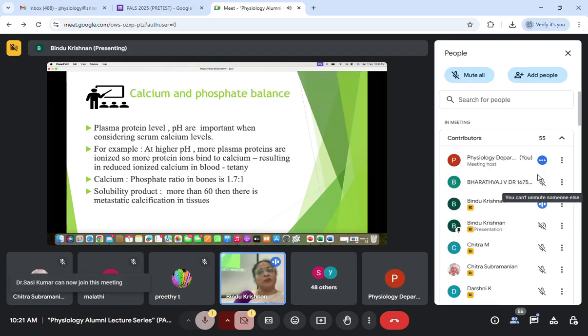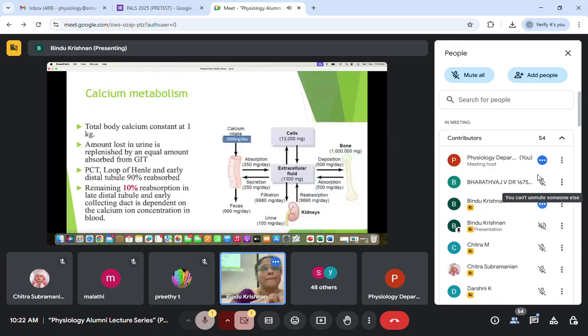Calcium to phosphate ratio in bone is roughly around 1.7:1. And another key factor which you need to notice is the solubility product. That is the product between the serum calcium and phosphate. And if it exceeds more than 60, then there is metastatic calcification of all the tissues with these crystals, right? I would like to tell here this icon on the left hand border. If this is there, then that shows that it is of recent advance or is it of clinical importance, right?